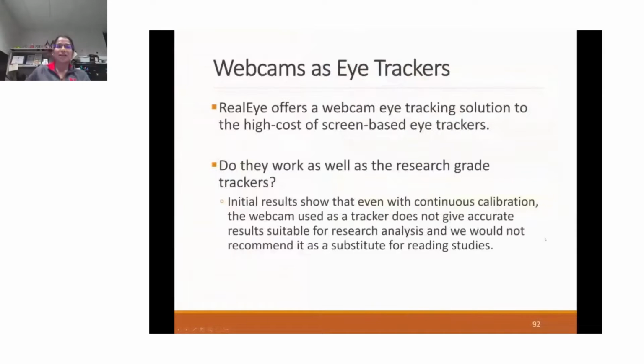Oh, I want to talk about this sticky point also, because with COVID hitting, a lot of people have started using webcams. There is a company called Real Eye. I don't know if you know this, but they offer a webcam solution to eye tracking.